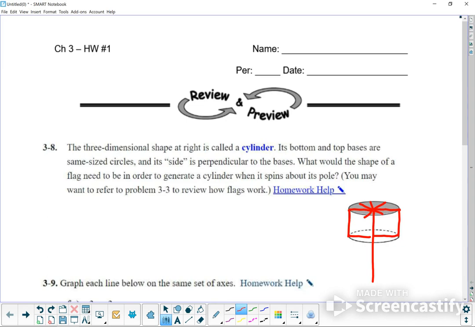Okay, so when you spin it around, it'll create that cylinder. So all you really need is a flag that's a rectangle, or a rectangular flag. Okay, so you can write it in right here.